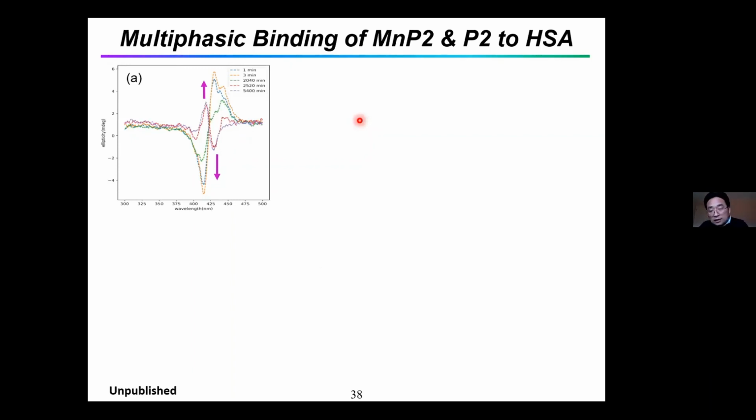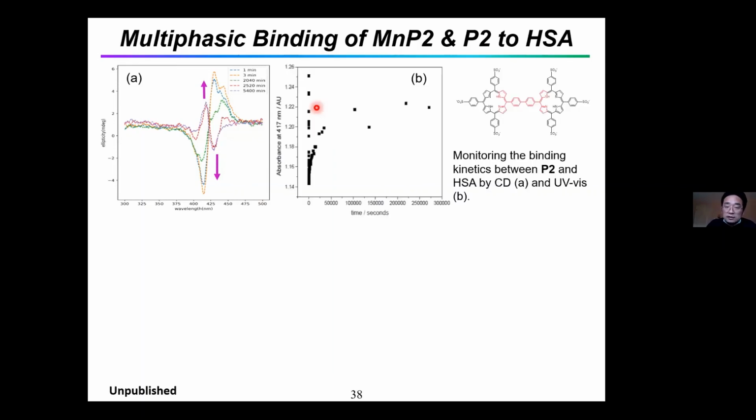My student Haling, who is probably sitting in the audience today, used a lot of optical methods to study these bindings. He very elegantly used metal-free versions of the MnP2 dimers, which show very interesting CD spectra upon binding to HSA. What was really surprising to us is that the binding of the dimers with HSA shows a biphasic or multiphasic behavior. At first you see the signal is positive and then negative, but over time this positive-negative switches to negative-positive.